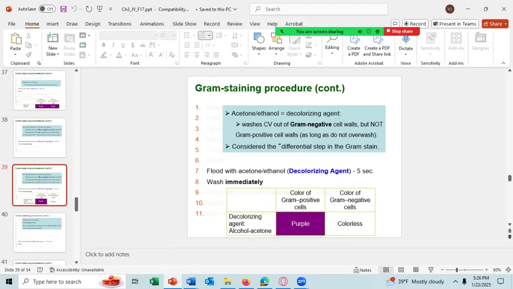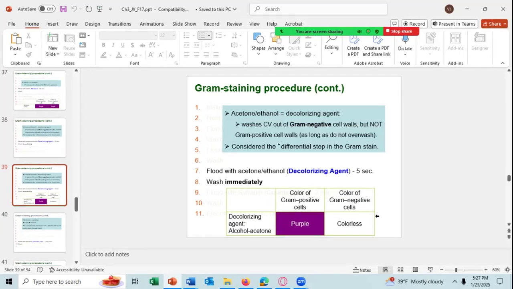After applying the decolorizing agent, the gram-positive cells will stain a purple color, and the gram-negative cells will be colorless because the stain, the crystal violet iodine complex, will be pulled out of them. Any question about any of that?